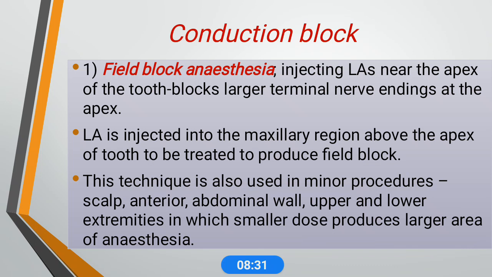In field block anesthesia, injecting the local anesthetic near the apex of the tooth blocks larger terminal nerve endings at the apex. Local anesthetic is injected into the maxillary region above the apex of the tooth to be treated to produce a field block. This technique is used in minor procedures, scalp, anterior abdominal wall, upper and lower extremities, in which a smaller dose produces a larger area of anesthesia.